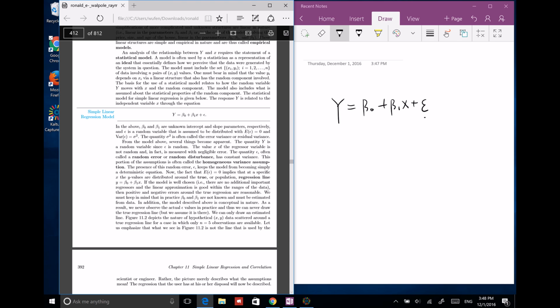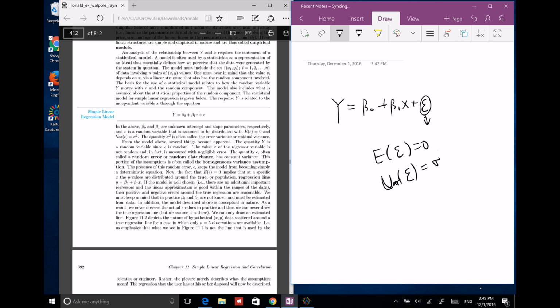The quantity y is a random variable since epsilon, the small e, is a random variable. We call this epsilon. The value of x, the regressor variable, is not random, but in fact is measured with negligible error. And the error epsilon is often assumed to have mean equal to zero, while its standard deviation is not zero. The variance of epsilon equals sigma squared.